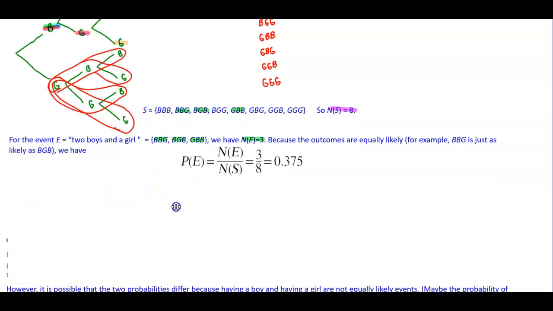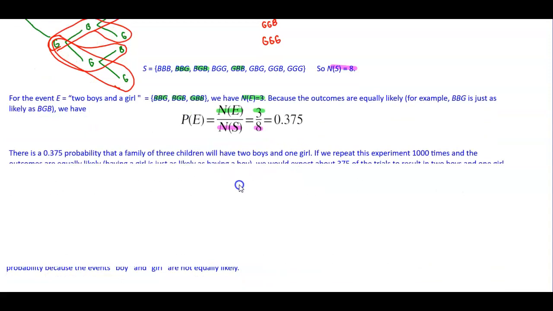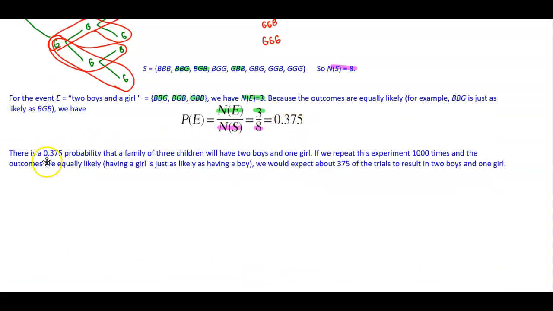Okay, so what do we do here? Well, we're going to find the probability of that event occurring. We know that the probability of the event occurring for when we have 2 boys and a girl is 3, and then we're dividing it by the number in the sample size, which is 8. And so that gives us 0.375. So we're going to say that there is a 0.375 probability that a family of 3 children will have 2 boys and 1 girl.